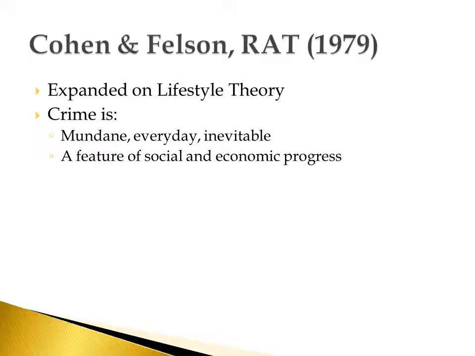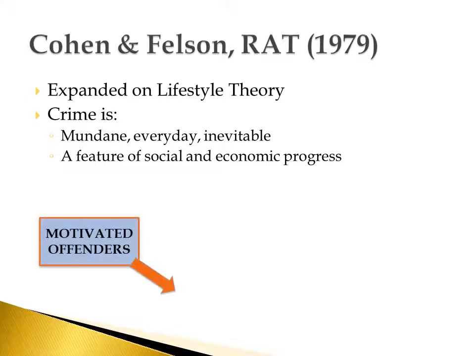Now, Cohen and Felson rooted their theory in a basic concept, which is that crime will only occur if three things converge in one place. And we call these things the big three in criminology because it gets tiresome to keep repeating them. But according to Cohen and Felson, there are three things that have to happen in every scenario for crime to take place. The first is the presence of motivated offenders.